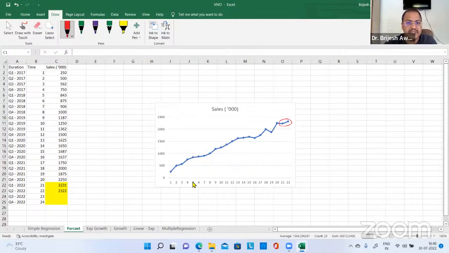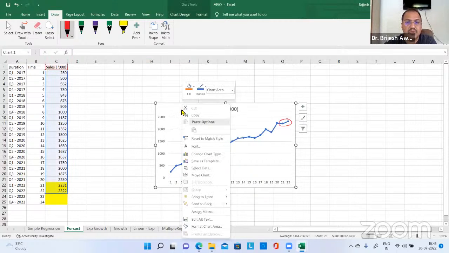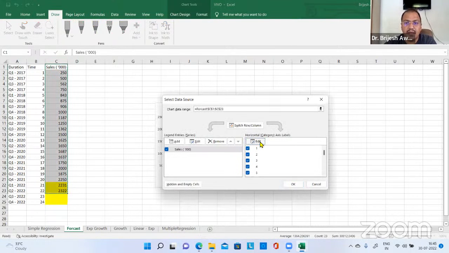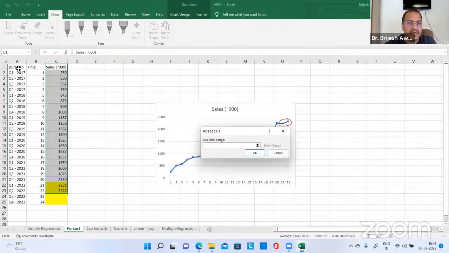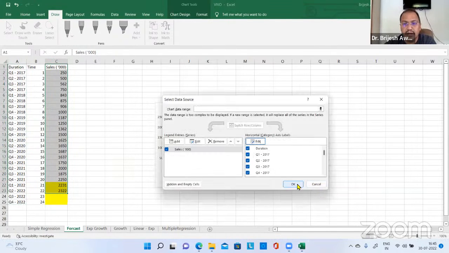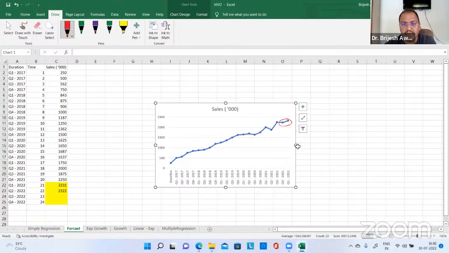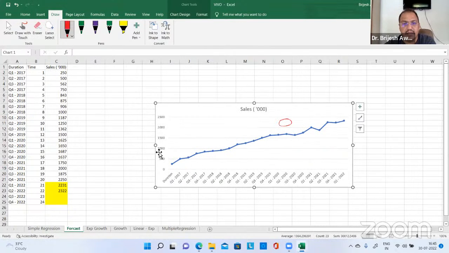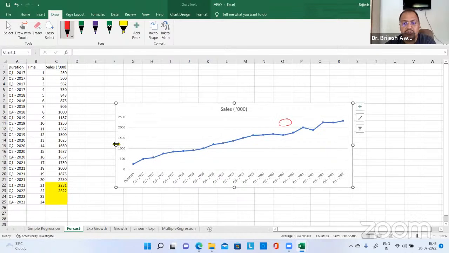I can change the series as well. What I'll do, right click, select data, edit, and I will select this duration, right, and click OK. And okay, now it's going to show me the quarters as well. All right. So the quarter 2 and quarter 3 of 2022 is this, right?